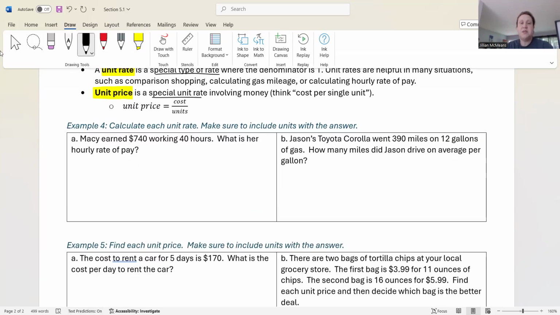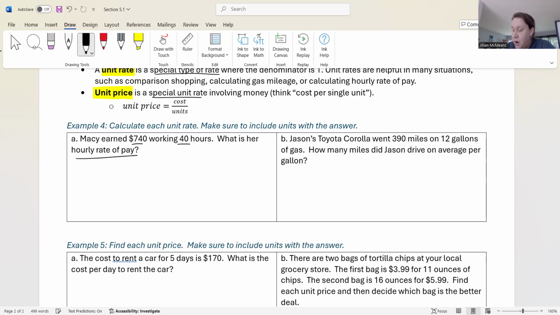So example 4 says calculate each unit rate. Make sure to include units with the answer. Anytime you're comparing two quantities that have different units, you need to make sure you include the units in your answer because we need to make sure we know which unit goes with which quantity, okay? So it says here for part A, Macy earned $740 working 40 hours. What is her hourly rate of pay?